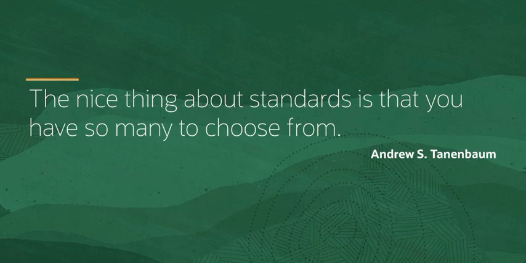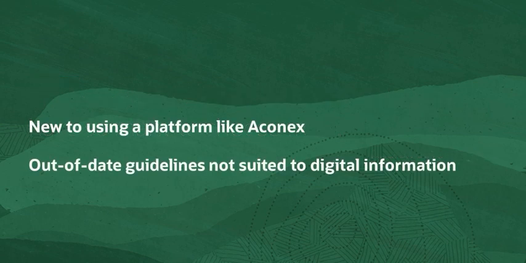Now, joking aside, there are lots of standards around managing information and documents. All of them tend to suggest or recommend a few common elements. Most are common sense, but all too often project teams try and do things differently for a variety of reasons. Maybe they're new to using a platform like Aconex, or maybe they're trying to comply with guidelines that are out of date and don't really work with digital information. Whatever the reason, it's always best to keep things as simple as possible. It's better to have a simple setup that everyone uses than a complex one that few people use.